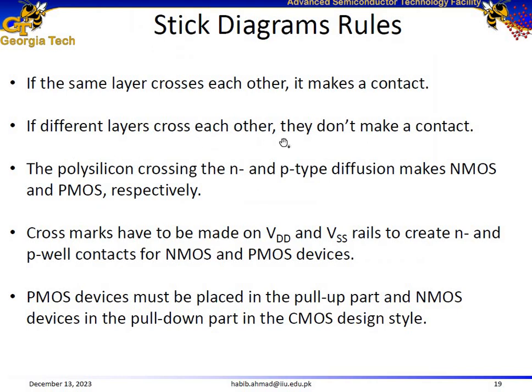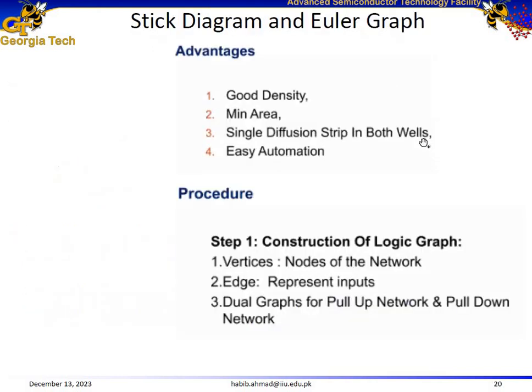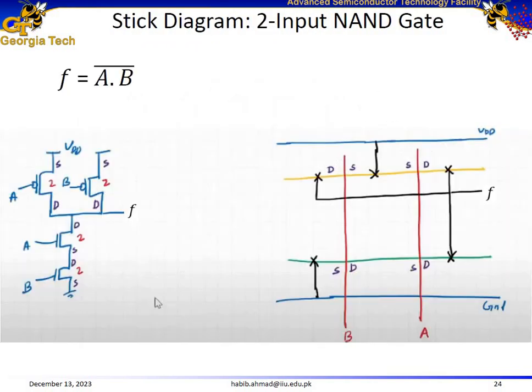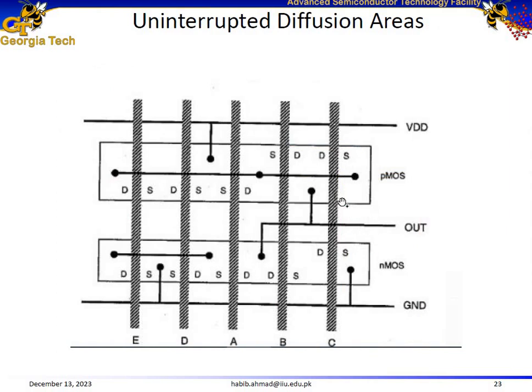If different layers cross each other, they don't make a contact. For example, here is the contact to the output, and this is actually the conductor layer. And this red layer over here is the polysilicon gate. These are different layers. If they cross each other, they don't make a contact. So here in the stick diagram, this conductor is not making a contact with this polysilicon gate because they are different layers.